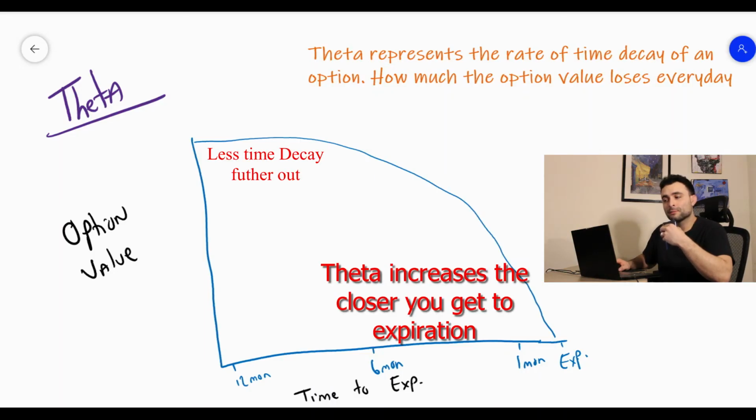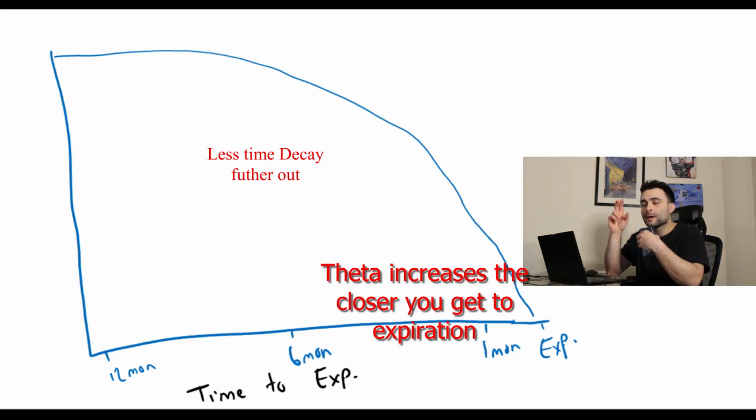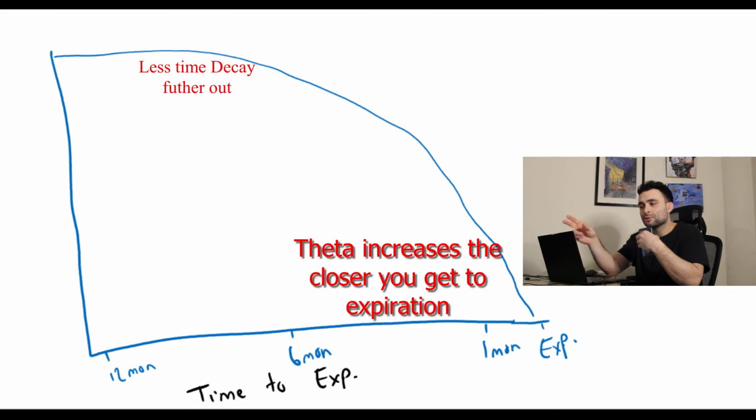So this is my graph. Obviously, it's not going to be perfect because I freehanded this, but essentially it shows the longer amount of time you give yourself, the less you'll lose in Theta every day. But as you get closer to your expiration date, that's when Theta starts to pick up, it starts to increase, and you start to lose money faster.